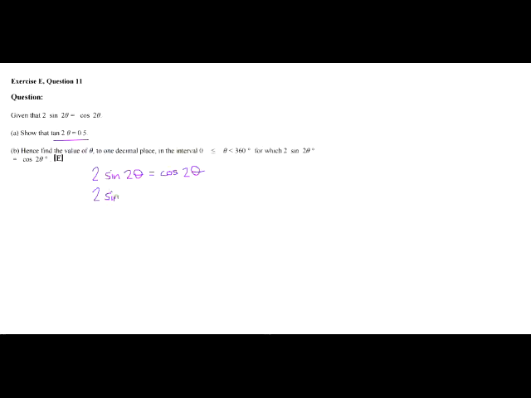So 2 sine 2 theta, take away cos 2 theta. I'm just subtracting cos 2 theta from both sides. Okay, so now I'm going to divide by cos 2 theta. I don't personally do this, but I think it's a nice stage to show.